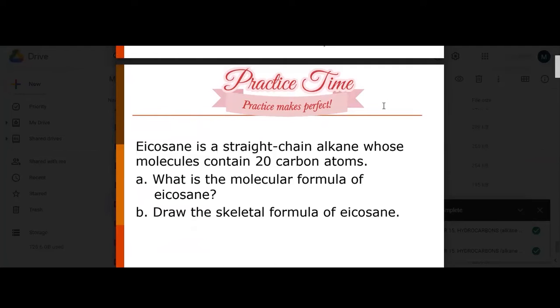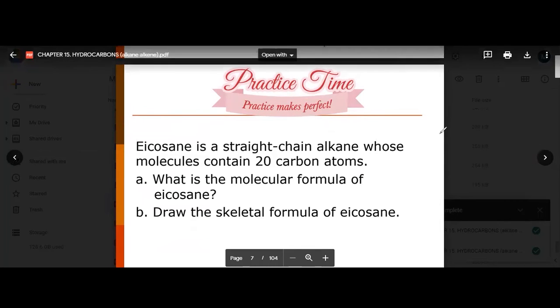Icosane is a straight chain alkane whose molecules contain 20 carbon atoms. What is the molecular formula of icosane? And draw the skeletal formula. So CnH2n+2, so C20H42. This is the molecular formula. For the skeletal formula, you just draw like this until 20: 1, 2, 3, 4, 5, 6, 7, 8, 9, 10, 11, 12, 13, 14, 15, 16, 17, 18, 19, 20. Just like that.